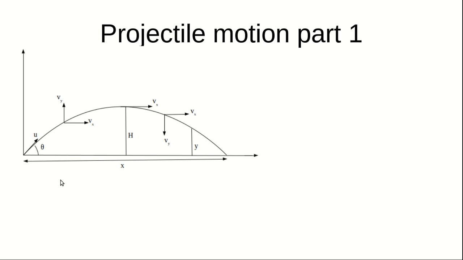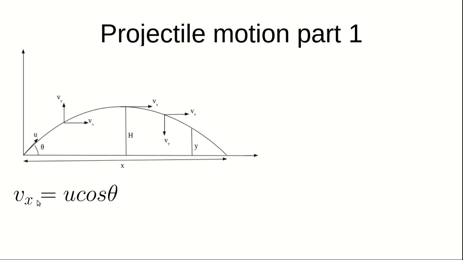So we have the first equation, which is given as Vx equal to u cos theta. If you notice along this path, this is my adjacent and this is my hypotenuse. So adjacent over hypotenuse will give me cos theta. So it will be Vx over u equals cos theta. If you make Vx the subject of the formula, you have u cos theta.